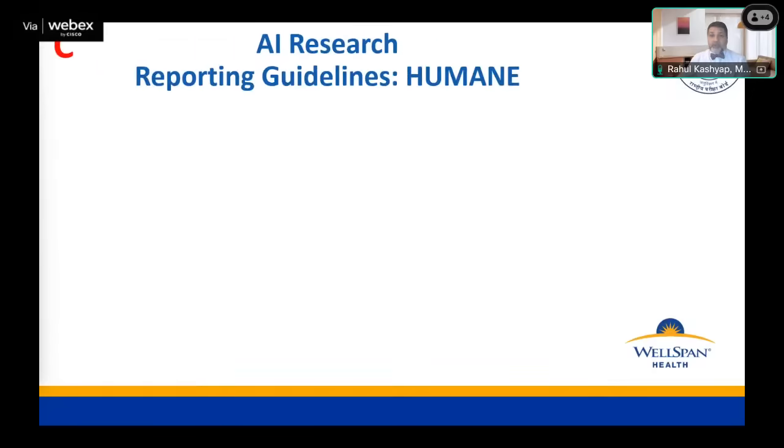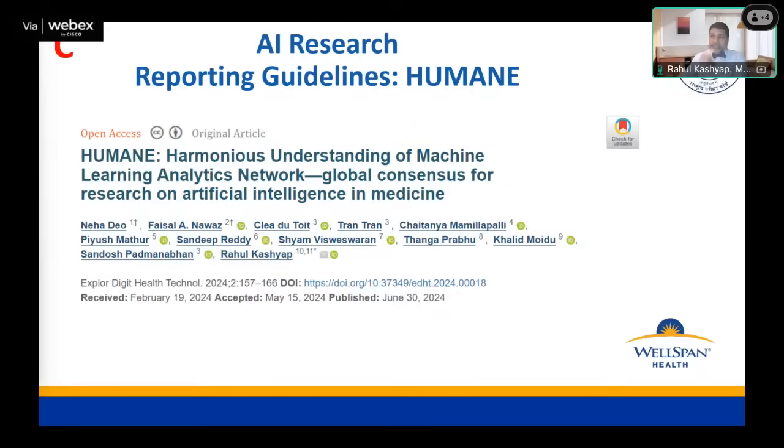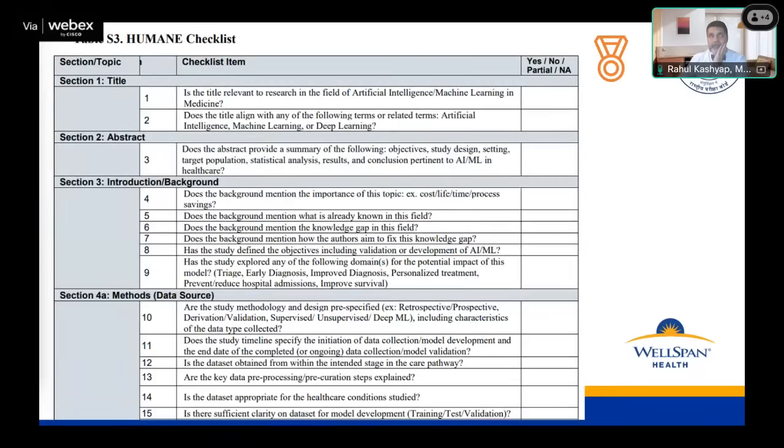HUMANE, so these are the reporting guidelines for HUMANE, and I'll share that with you. It stands for Harmonious Understanding of Medicine Learning, Machine Learning Analytical Network. This was a global consensus paper with my collaborators, Dr. Padmanabhan, Piyush Mathur from Cleveland Clinic, Sandeep Reddy from Australia, and others who helped at the time with validating this particular checklist. I'll share this checklist link with you in the chat box later too, but let me walk you through this checklist for the next 5 minutes.